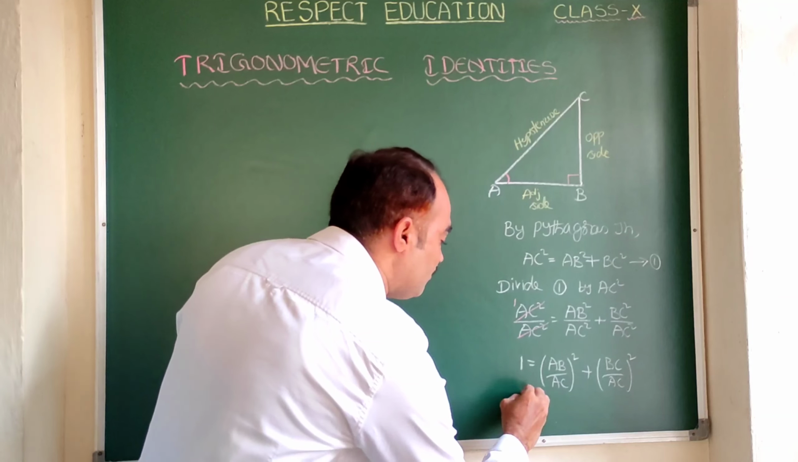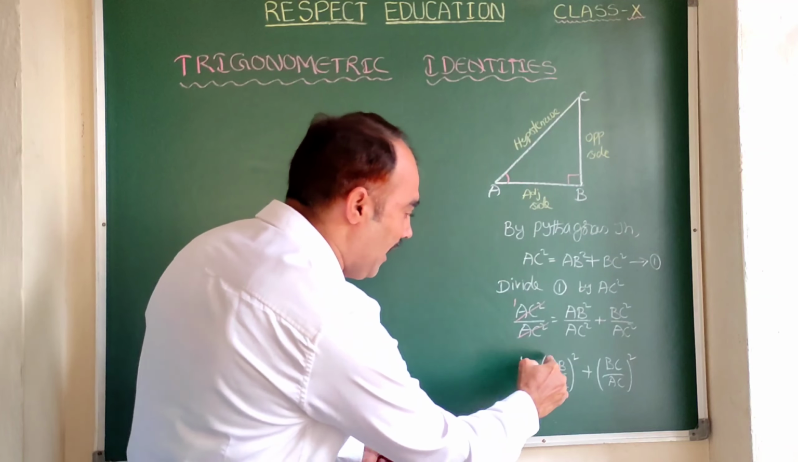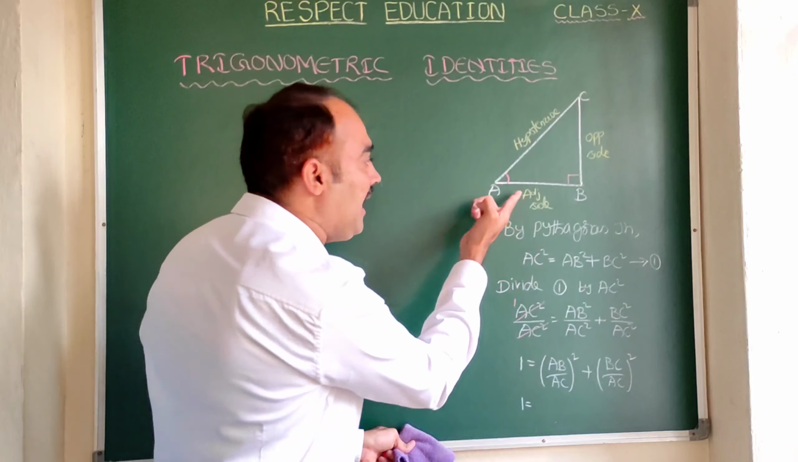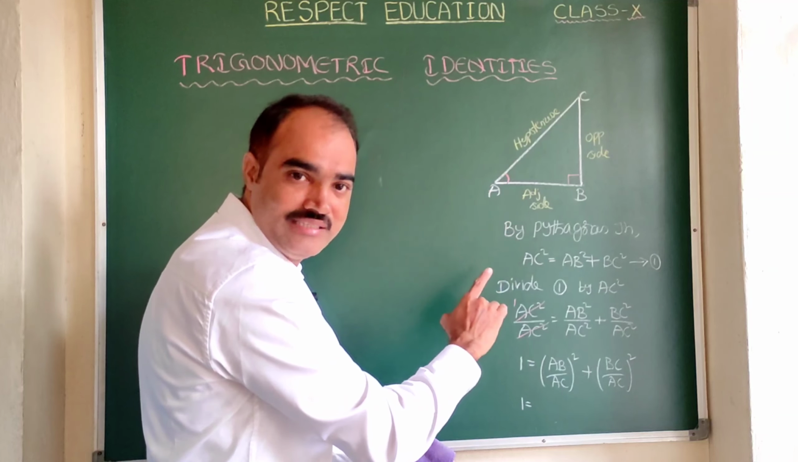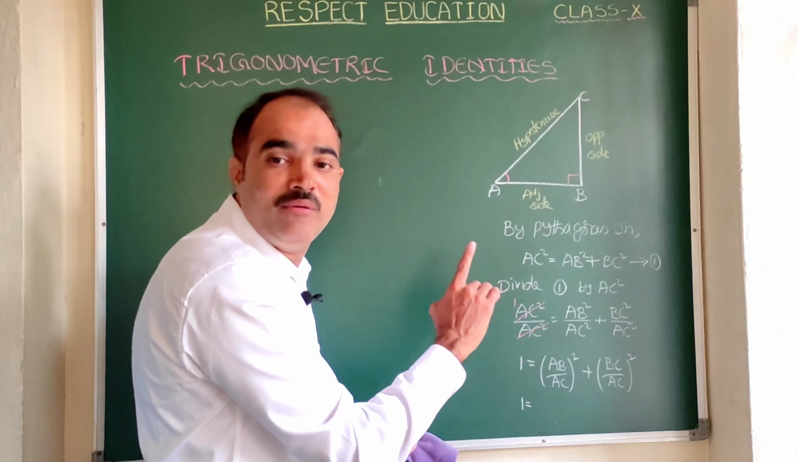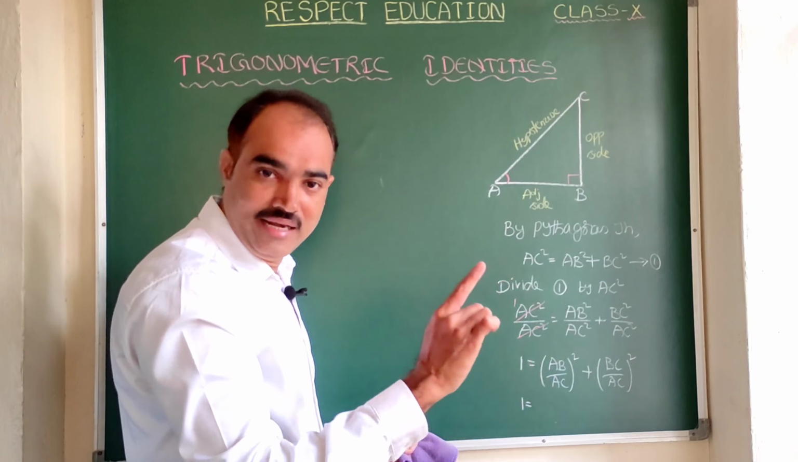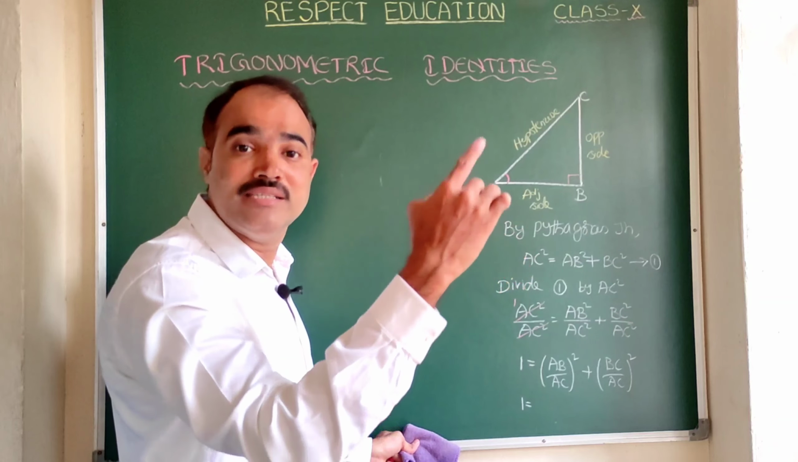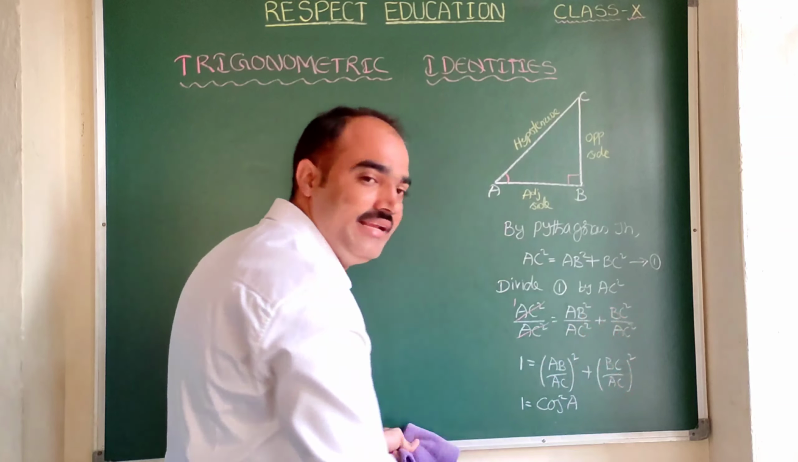Now here you understand carefully, 1 is equal to AB, the adjacent side, by AC, the hypotenuse. Which trigonometric ratio is adjacent side by hypotenuse? Cos theta. Here theta is at A, so it is cos A. Here you understand, cos A whole square can be written as cos square A, but not cos A square. I repeat, cos A whole square can be written as cos square A, but not cos A square. So let us write this as cos square A.